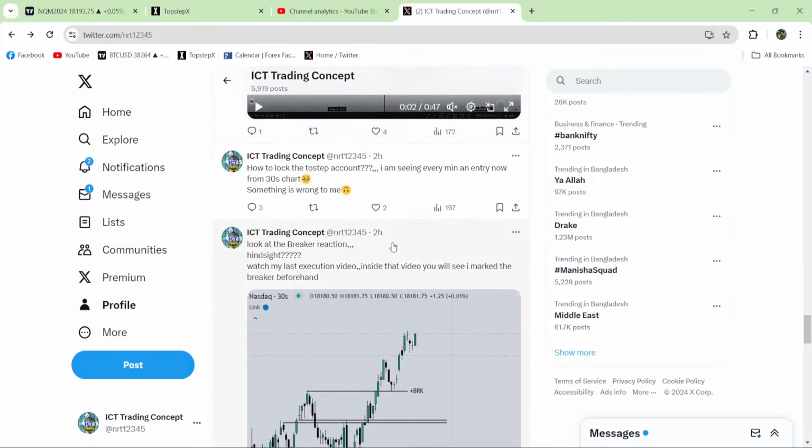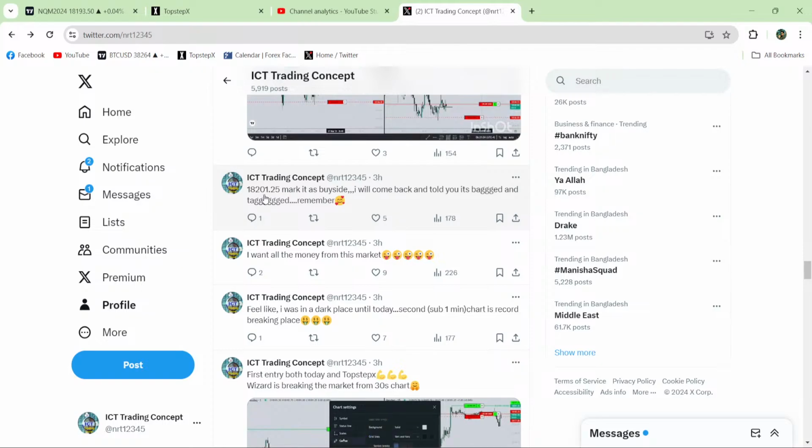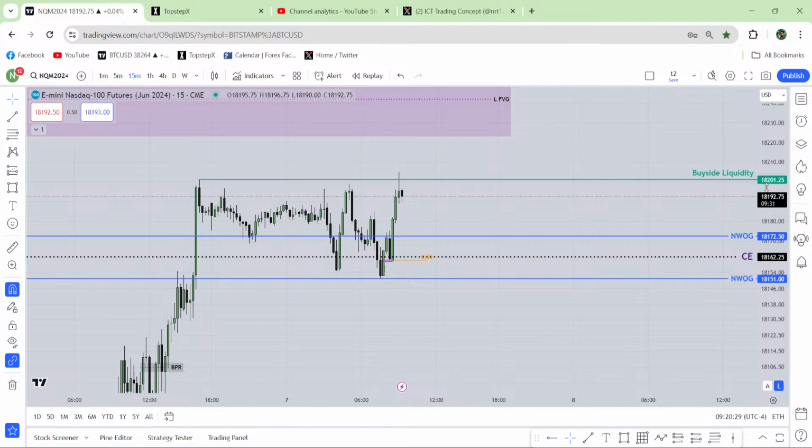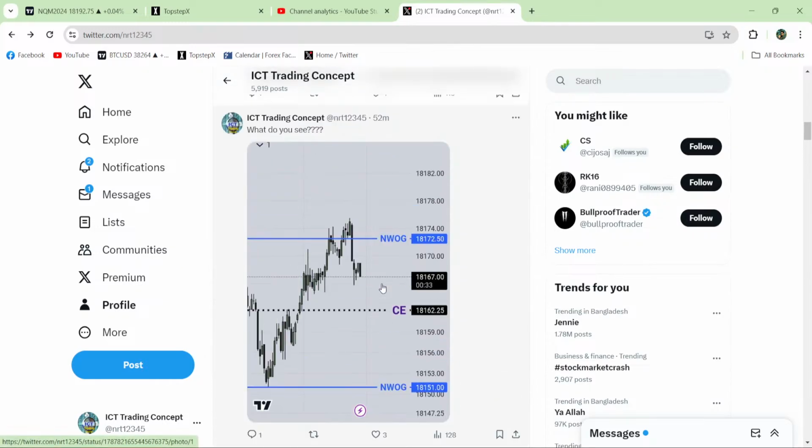I don't know if you saw it or not. 18201.25, I marked it as buy side. I will come back and tell you it's bagged and tagged. Remember, okay? So 18201.25. That was the run. It has taken this buy side liquidity, and I just captured that entry.